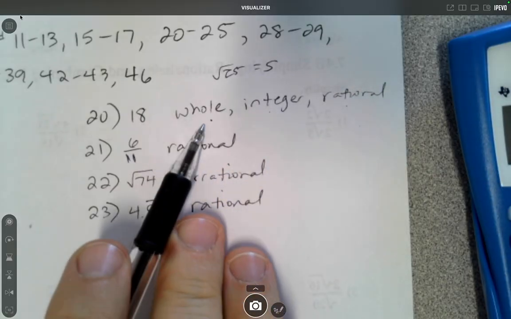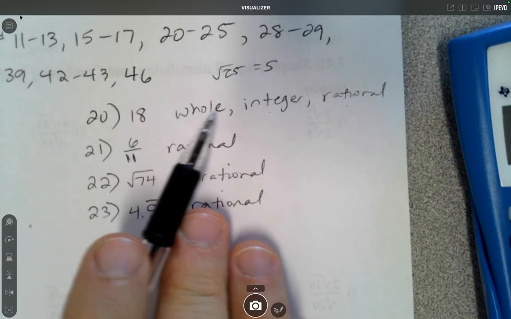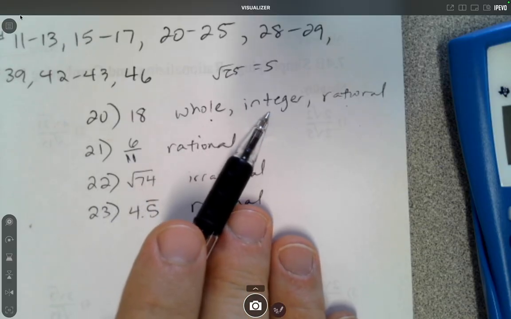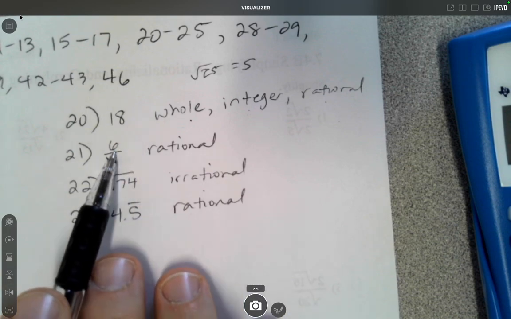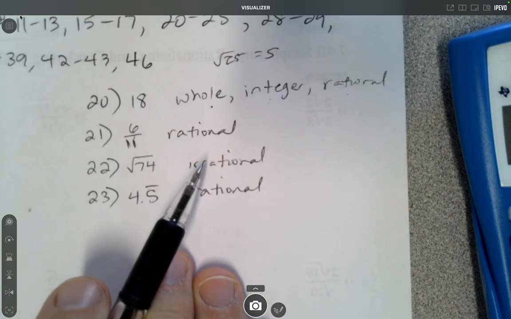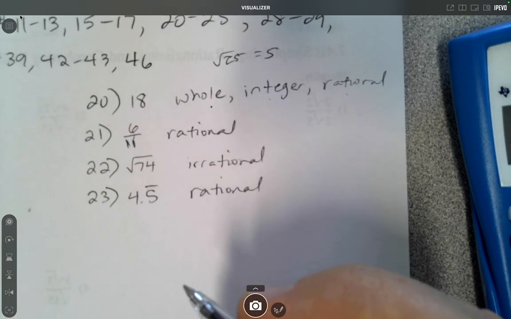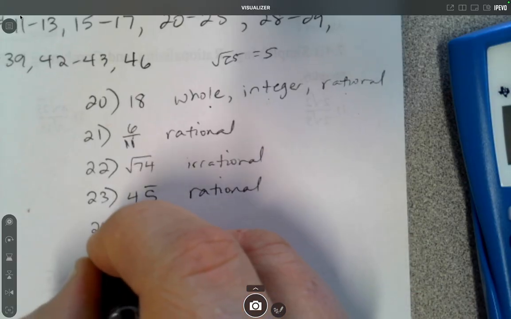So just remember, whole numbers can only be 0 and positive. Integers can be positive, 0, or negative. Rational is all of those plus fractions and decimals that end or have a repeating pattern.